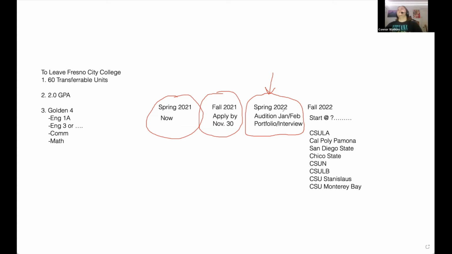So since there is a way to graduate from and transfer from Fresno City to somewhere else for commercial music, are you even able to just get a degree here at Fresno City, an associate's in commercial music? Absolutely. And we are going to go to FresnoCityCollege.edu.